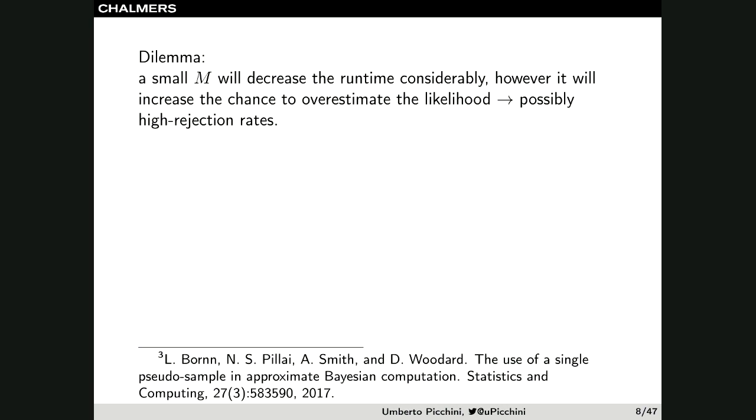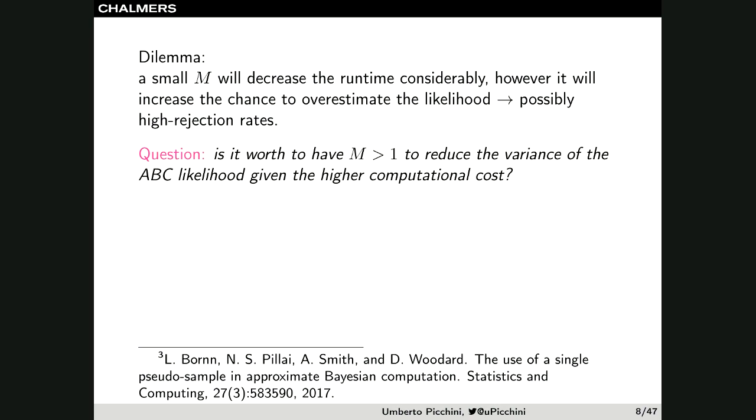Right, so the dilemma, which has been already studied previously, is: if we choose a small m, this will decrease the runtime and we'll have a faster simulation, but we will overestimate the likelihood and possibly have high rejection rates, clearly. So is it worth having a large m, to reduce the variance of the likelihood, but having a high computational cost?